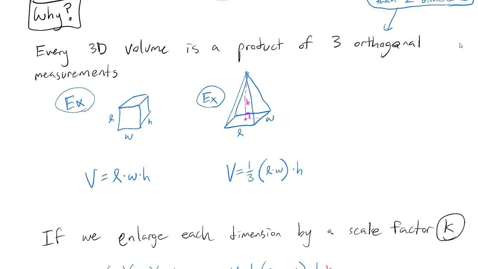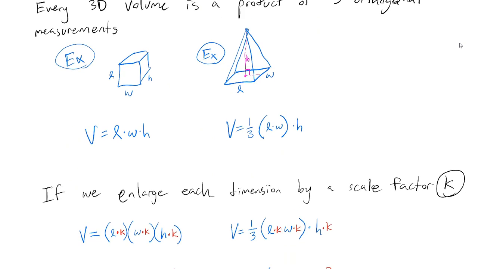Well, if these shapes are similar, that means every one-dimensional length gets enlarged by a scale factor. So what happens in the equation is the length gets a k, the width gets a k, the height gets a k. So all three dimensions get multiplied by this scale factor, right? Whether it's bigger or smaller, whether it's growing or shrinking, it gets multiplied by the scale factor.